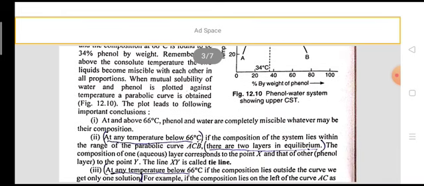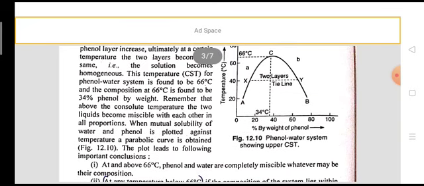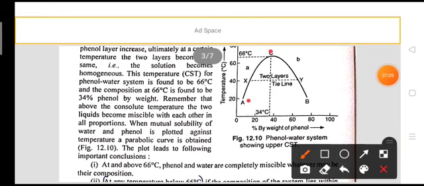At any temperature below 66 degrees, we can find two conditions. That is, if the composition of the system lies within the range of the parabolic curve, that is ACB, this is ACB, the parabolic curve. Below the critical solution temperature, we have two situations: in between the curve and outside of the curve.